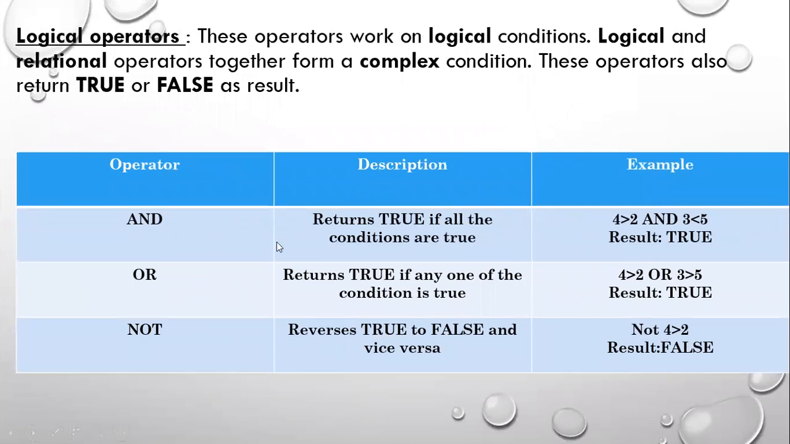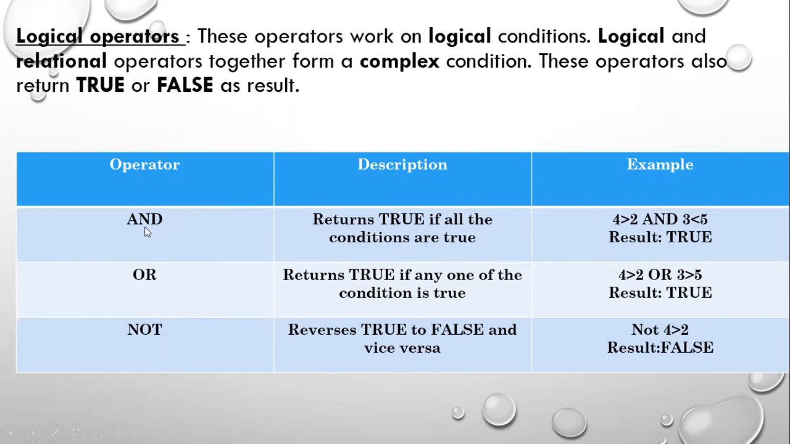The third most important type is your logical operators. Logical operators only work on true and false. These operators show the relationship between conditions for a complex condition. So if I want to compare more than two numbers, then these operators are used. They also return true or false as a result. Three operators are available in logical operators. They can be AND, OR, or NOT.